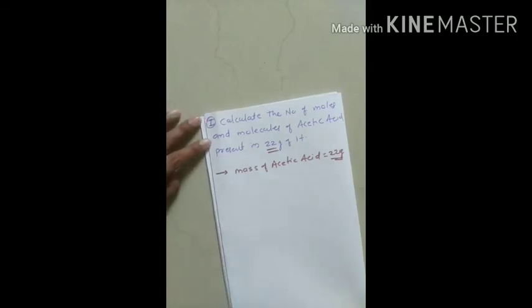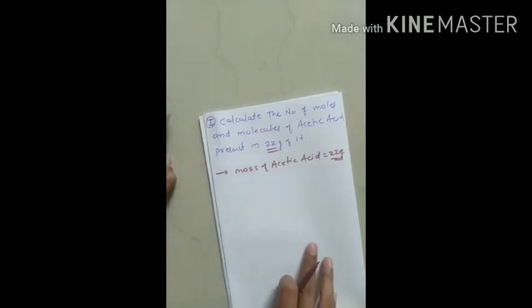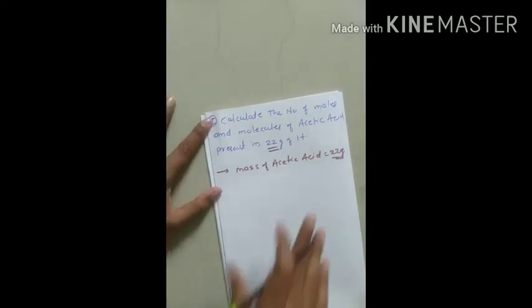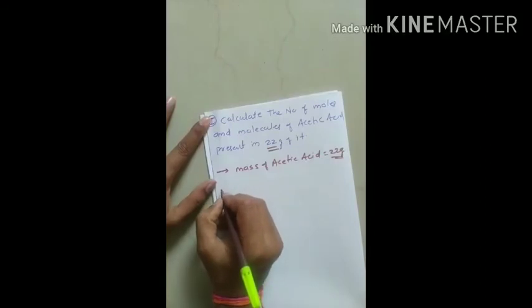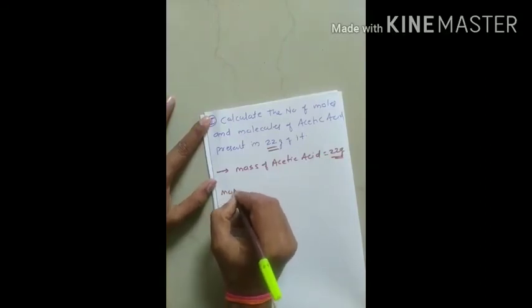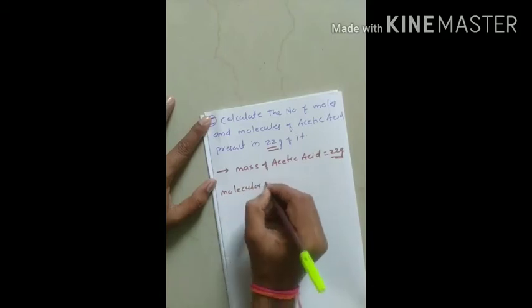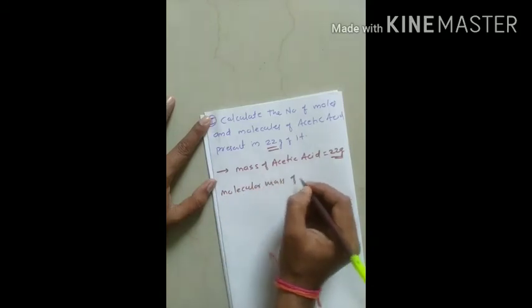Most of the time students will write down the formulas, but they will not be able to maintain the proper sequence in their answer. You get this sequence after you solve so many numericals, which means you need a sound practice of solving numericals. Okay, so for the first step I am calculating the molecular mass of acetic acid.